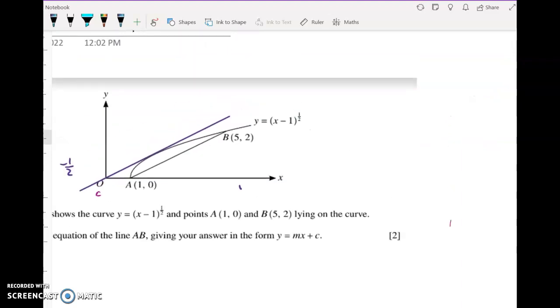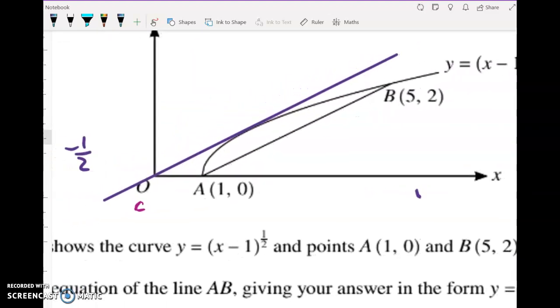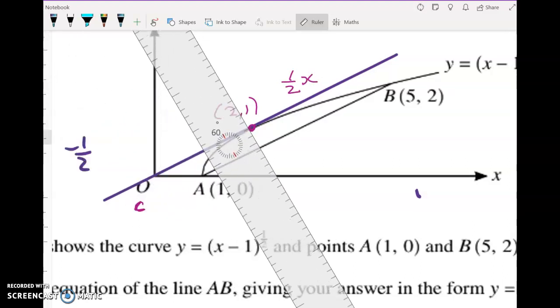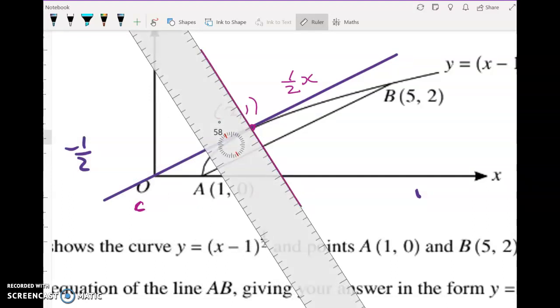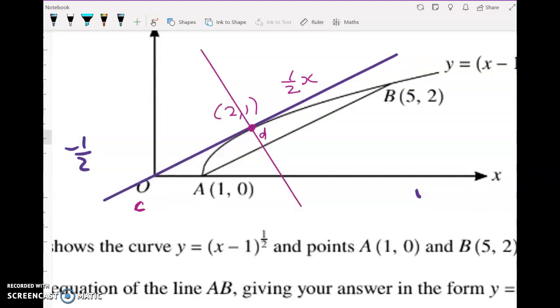Okay, so looking at it again now, I think the easier approach for most AS students is going to be to say, well, we know this point here is 2, 1. And we know the gradient of that line, the purple line, is 1/2. That means that what I'm looking for is this distance D here, the distance between this point here and this point here. So what I need to do is find the line perpendicular to the purple one, which is not difficult to do, that goes through the point 2, 1.